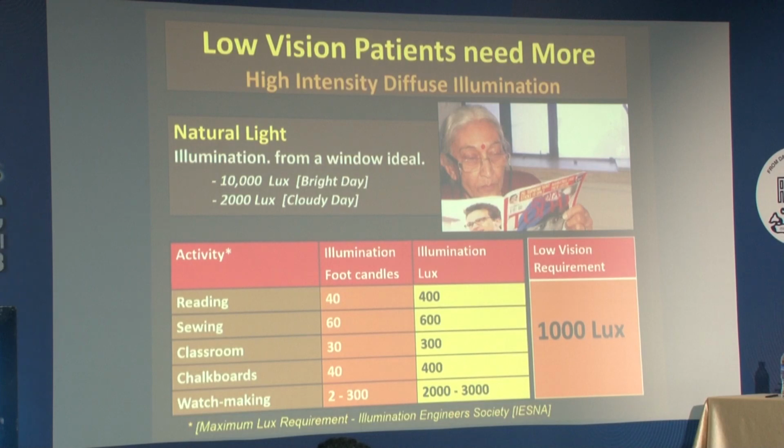Like you can see this patient sitting in front of the window and with her back turned towards the window. So on a bright day, sitting near the window will provide about 10,000 lux of illumination. And on a cloudy day, about 2,000 lux, which is quite sufficient for a low vision patient.